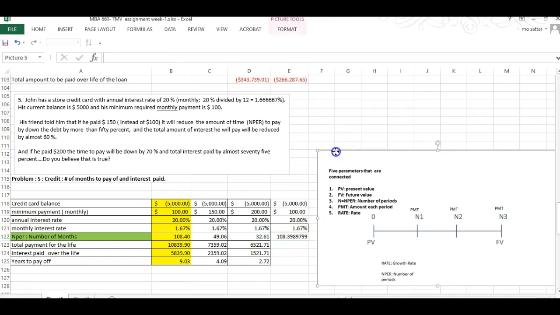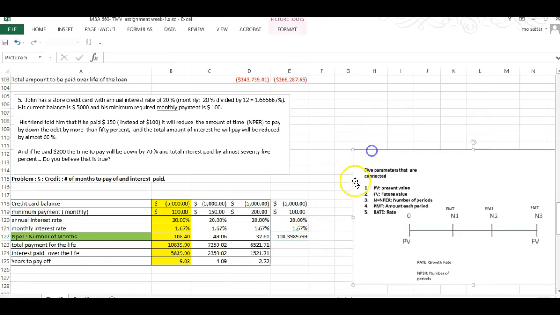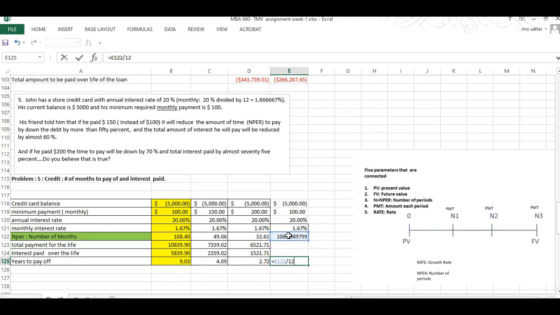So what is that in number of years? Just over here, I can take this number of months and divide it by 12. It will take 9 years for him to pay off his $5,000 debt, if he's only paying $100, the charge card interest rate is 20%, and he's not charging any more. If he charges more, then the amount is going to even grow.